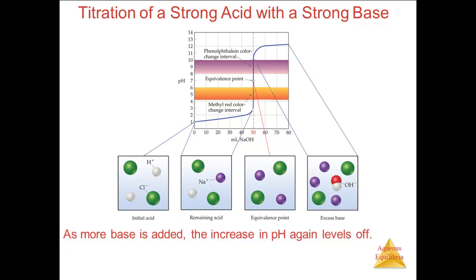Once we are past the zone of rapid pH change near the equivalence point, as we continue to add base, the pH continues to slowly rise as the concentration of OH- increases. In this region, we have significant amounts of Na+, Cl-, and OH-.